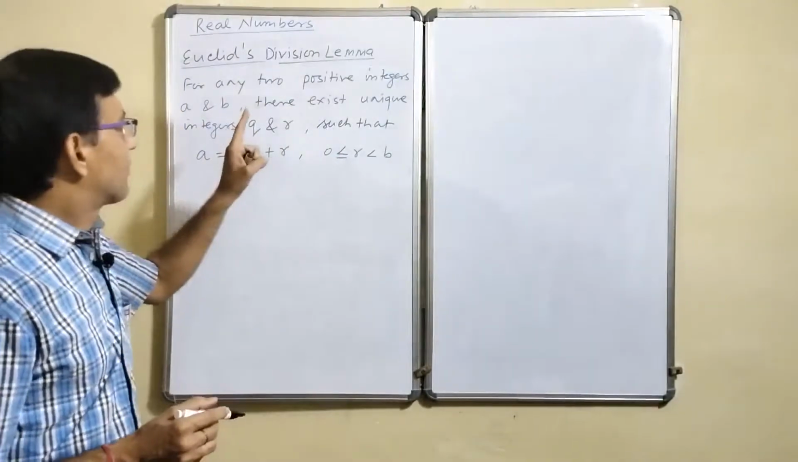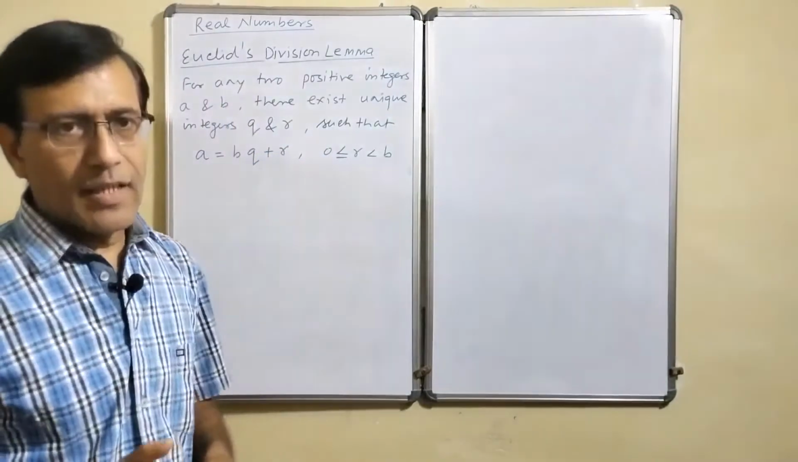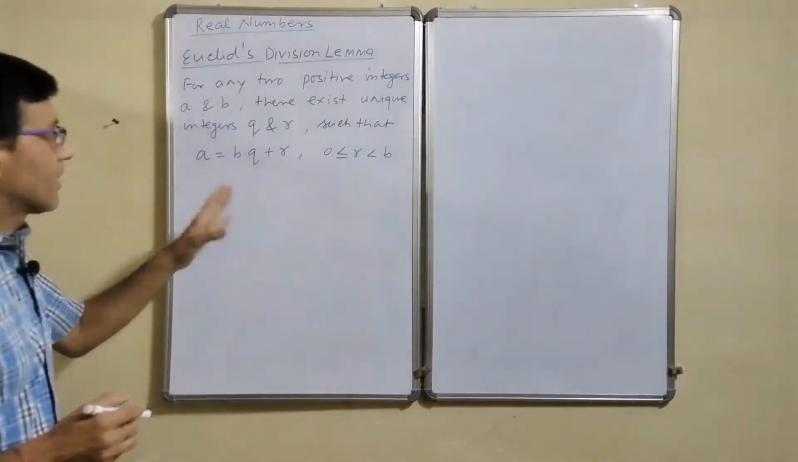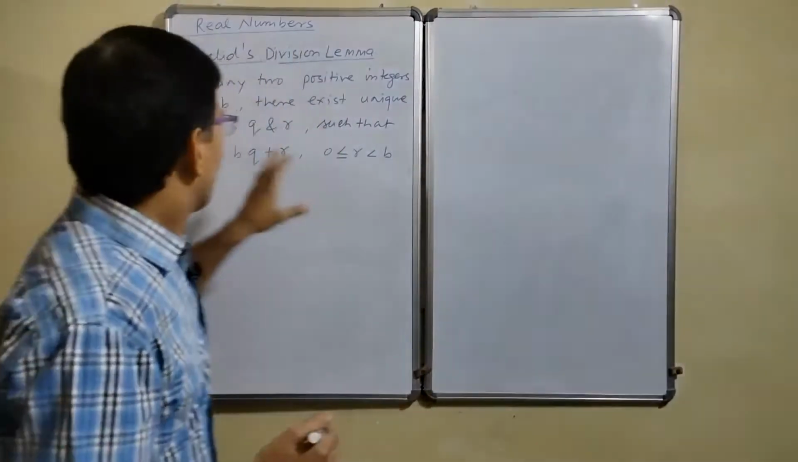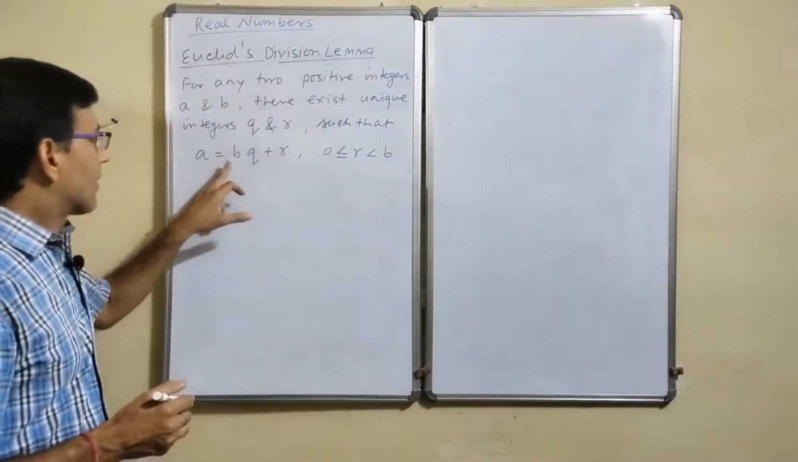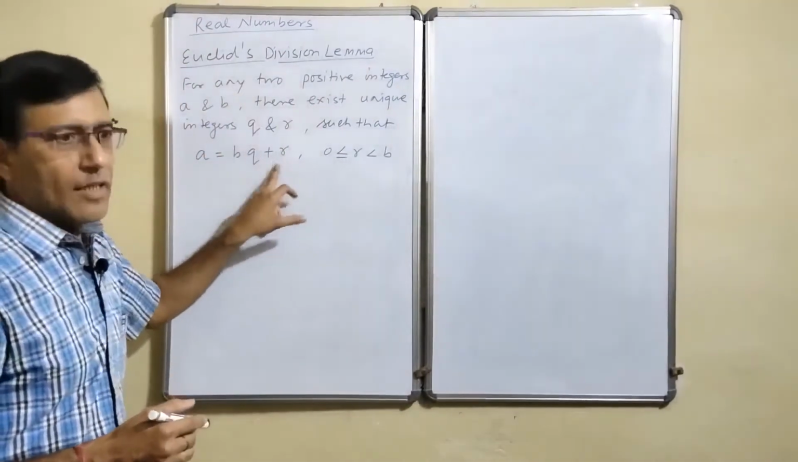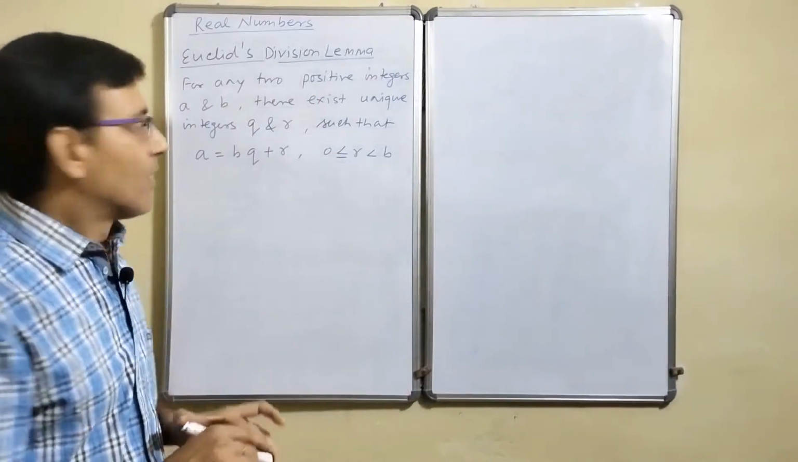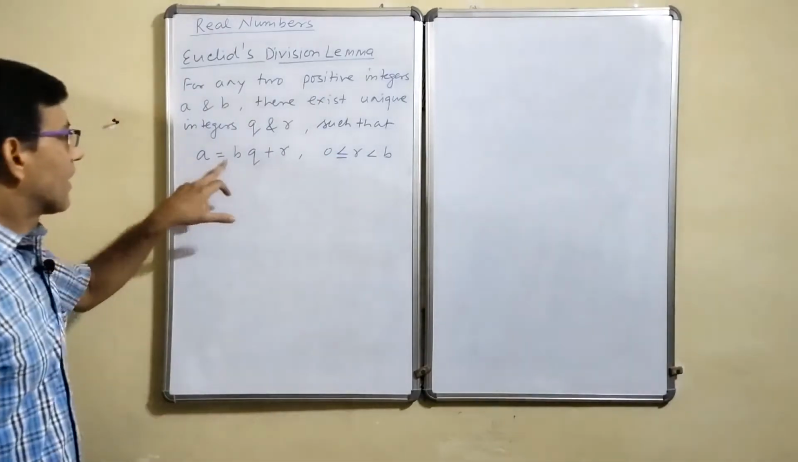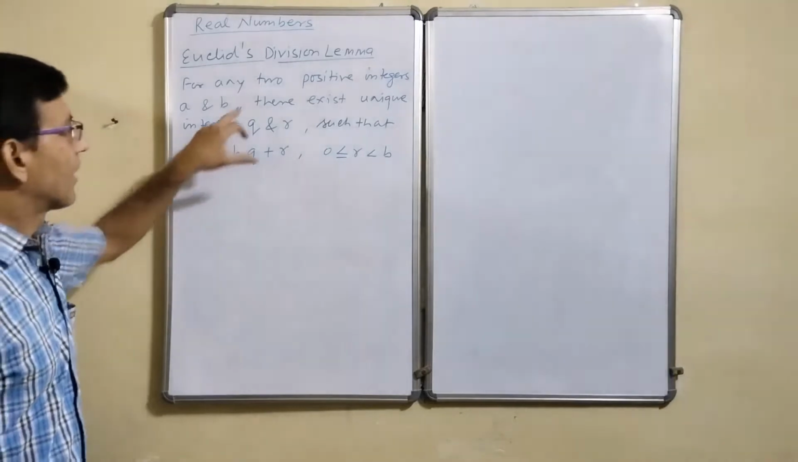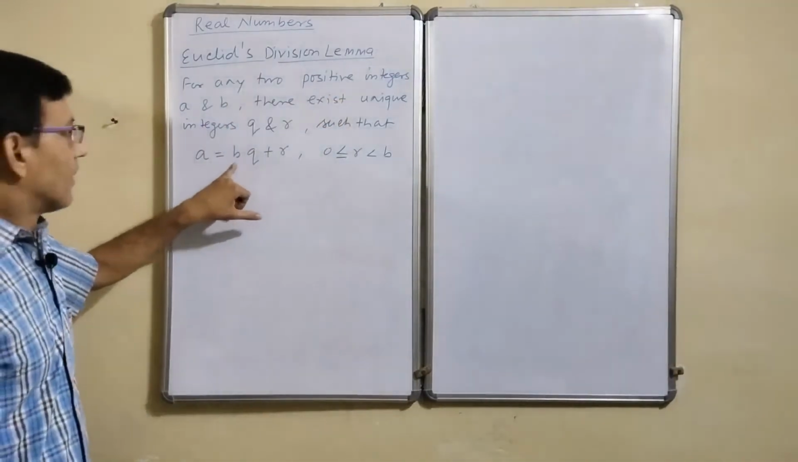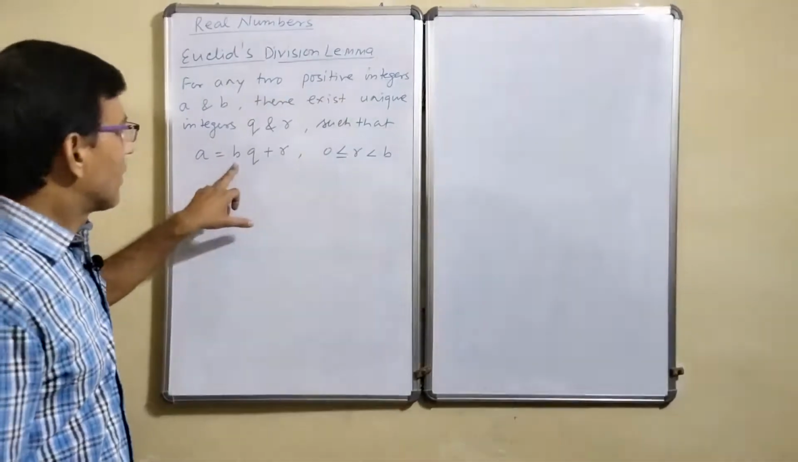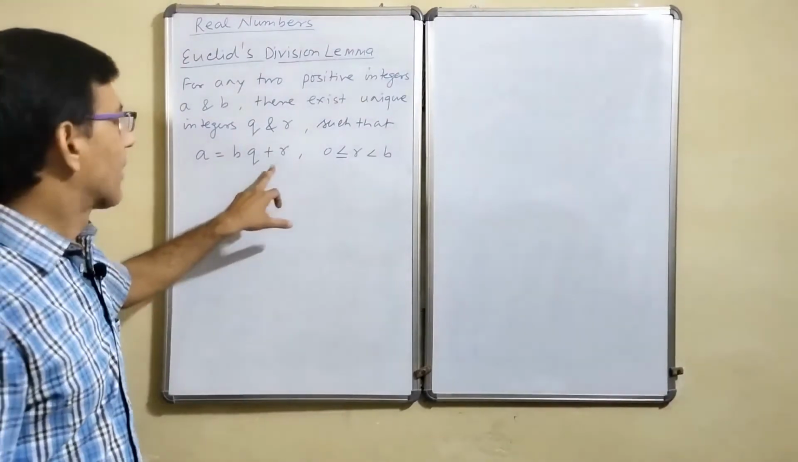Now Euclid's division lemma. For any two positive integers a and b, there exist unique integers q and r such that a is equal to bq plus r. Now here the condition is a is greater than b. We have taken here two positive integers, a is greater than b. Then we will divide a by b to get quotient q and remainder r.